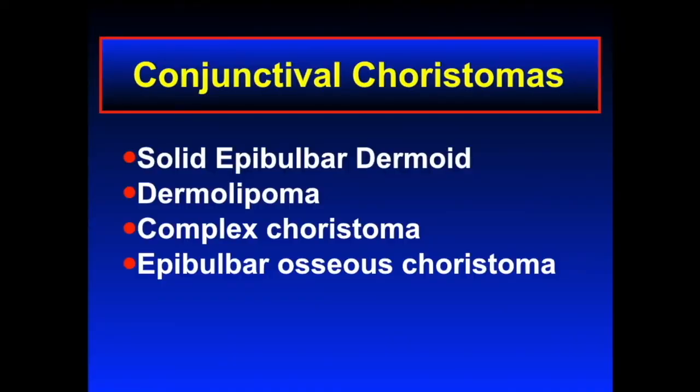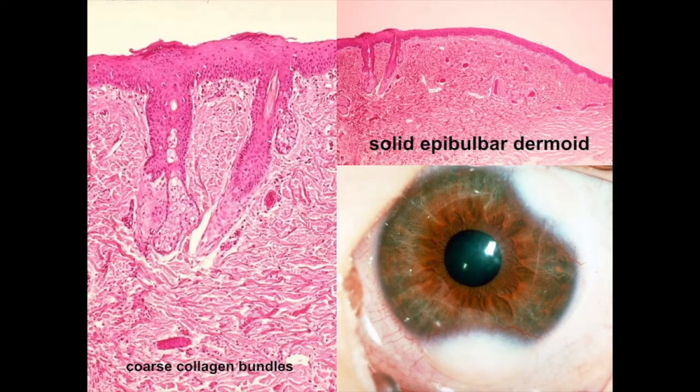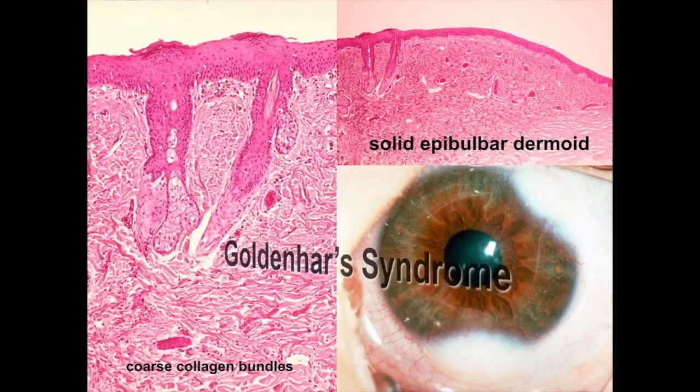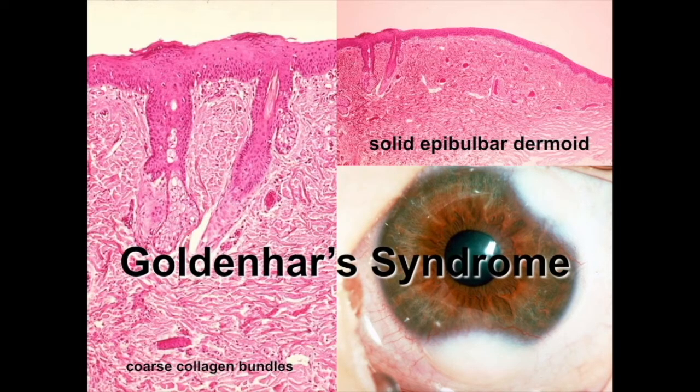There are several types of choristomas of the conjunctiva. We have the solid epibulbar dermoids, dermolipomas, complex choristomas, and the epibulbar osseous choristoma. Solid epibulbar dermoids, shown in the clinical photo here, are frequently associated with Goldenhar syndrome. These are essentially little nodules or foci of skin on the surface of the conjunctiva. They may have pilosebaceous units on their apex, and the stroma typically is composed of coarse bundles of collagen. So Goldenhar syndrome, solid epibulbar dermoids.